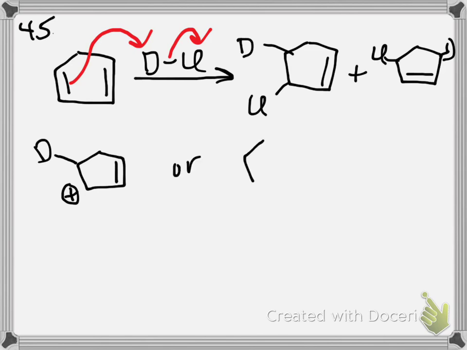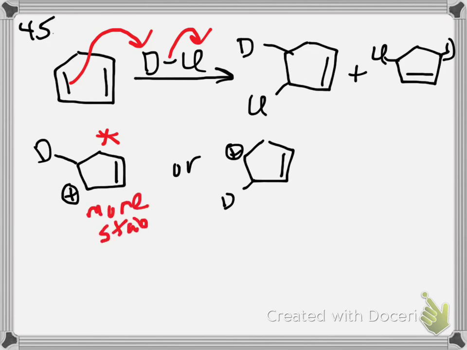or the deuterium could bond to this carbon and the plus charge ends up on the carbon that doesn't do the bonding. Now, you can tell that this is the intermediate that's going to end up leading to the product because the product is shown. The first product is shown. So what that must mean is that this is more stable. But the question is, why is it more stable?